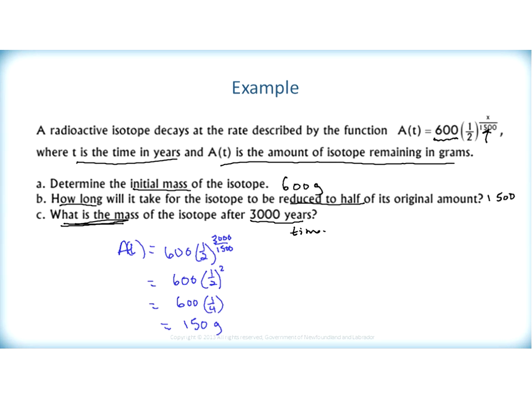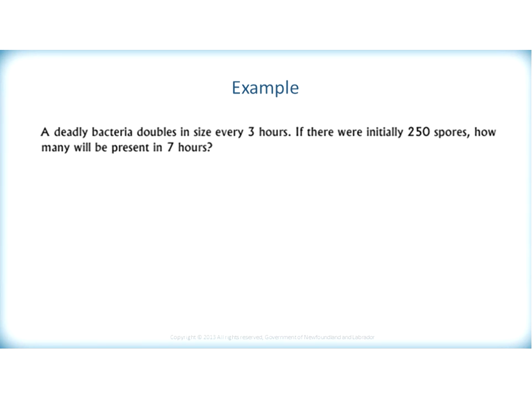Now, we can check to see if this makes sense just by drawing a little table. After 0 years, the initial amount is 600. Then, after 1500 years, it has a half-life, so it's down to 300. And after another 1500 years, it will become half again. So that makes sense, for after 3,000 years, there will be 150 grams left.